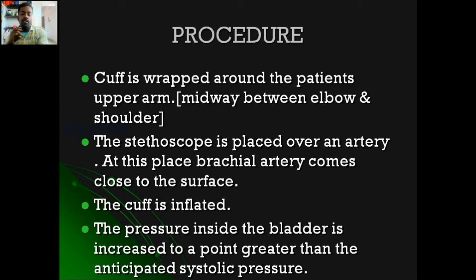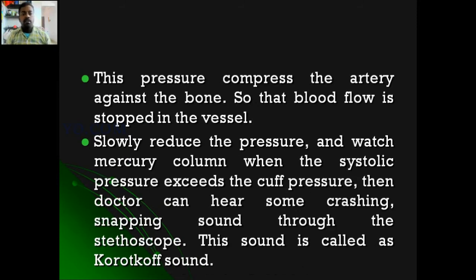Then the cuff is inflated and the bladder pressure is increased to a point greater than the systolic pressure. This pressure compresses the artery against the bone, so that the blood flow in the vessels is stopped. After that, they slowly reduce the pressure by releasing the air.